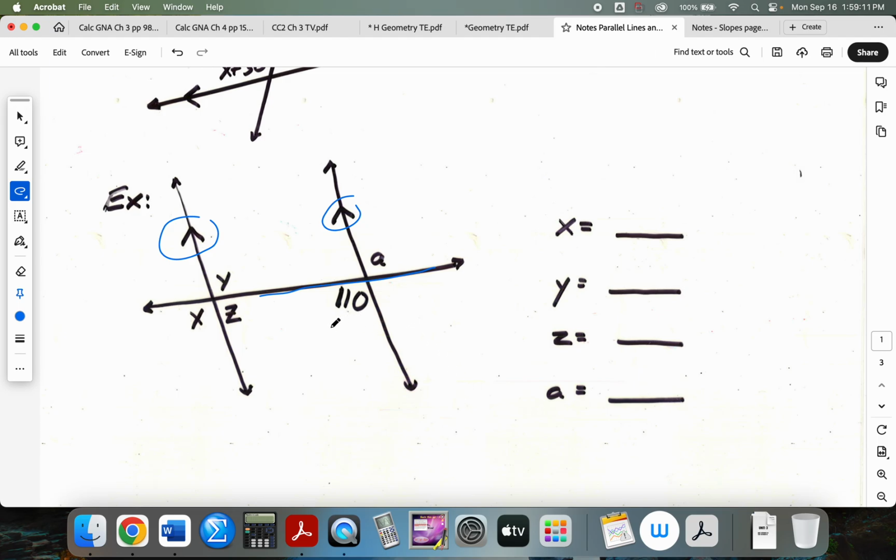What kind of angles are the 110 and the x? You did this a bazillion times on the homework. They're corresponding. These two angles are corresponding to one another. To be a linear pair, they have to be adjacent to each other. They have to be next to each other. So that means that x is 110.